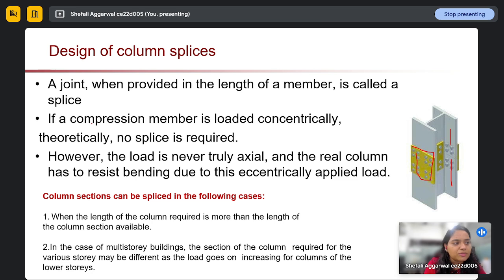Column splices can be provided in two cases: when the length of column required is more than the length of the column section available, and in a multi-story building, when the section of column required for the various stories is different, as the load keeps on increasing as we go down to the lower story columns and the section keeps on changing. In that case, we will provide column splices.